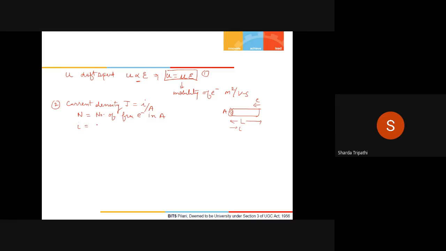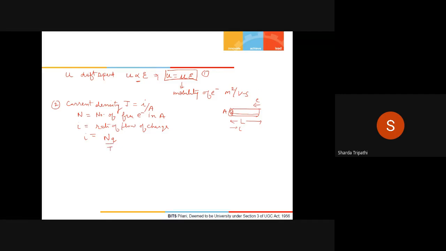And what is my current? Current is actually given as the rate of flow of charge. So what is the net charge that is flowing? I have N number of free electrons. Each electron has a charge q. So the total charge is Nq. And say it takes time t to travel from one end to the other end, then I can say that my current will be given by Nq by t.